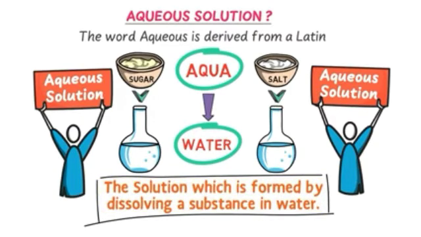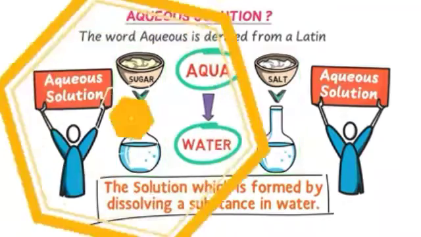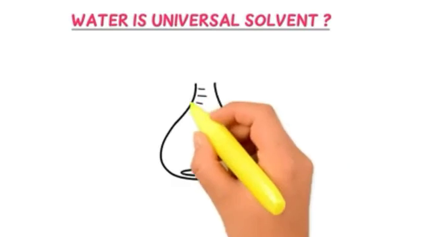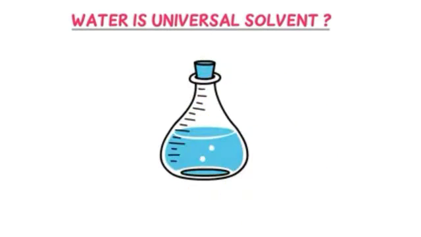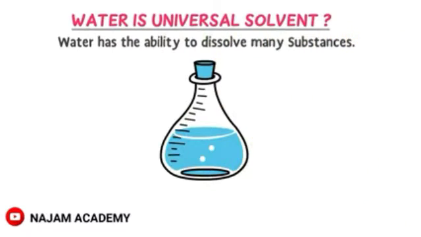In aqueous solution, usually water is present in large amount as a solvent. Thus remember that when we dissolve any substance in water, we get aqueous solution. Now, why is water known as a universal solvent? Well, the answer is very simple. It is because water has the ability to dissolve a large number of substances. Therefore, we call it a universal solvent.